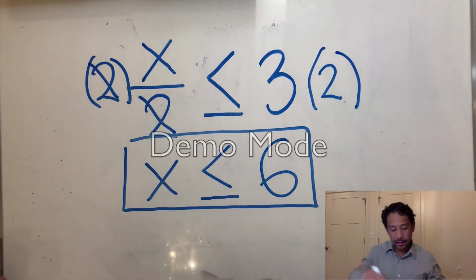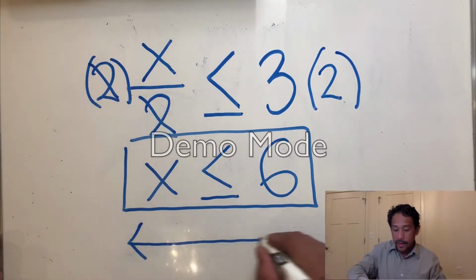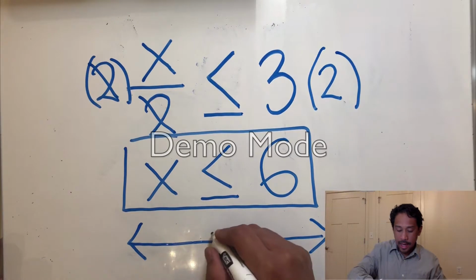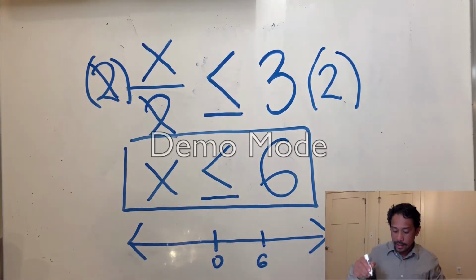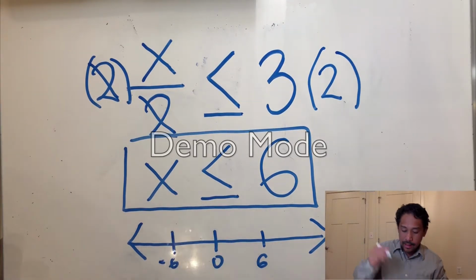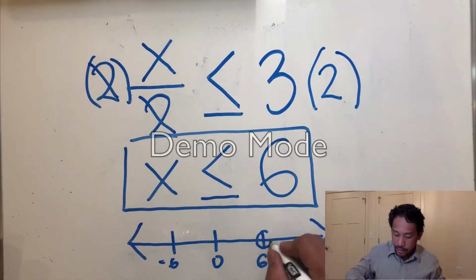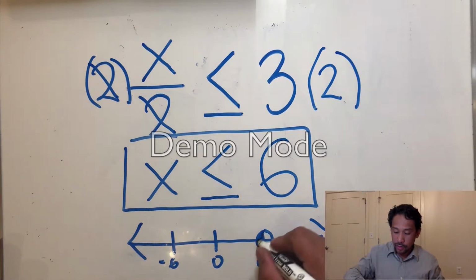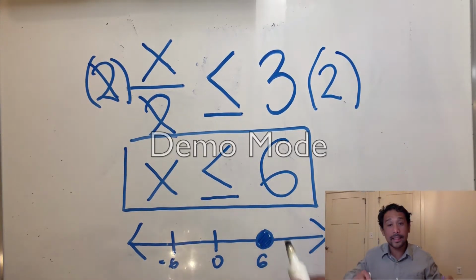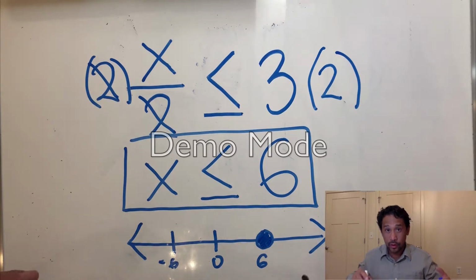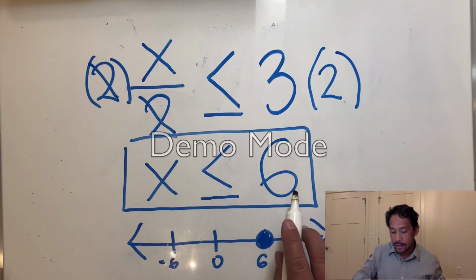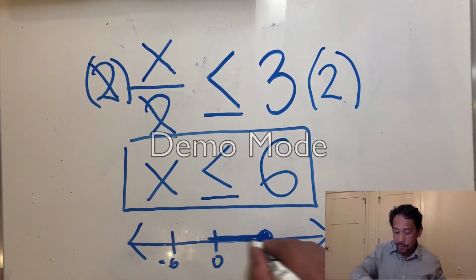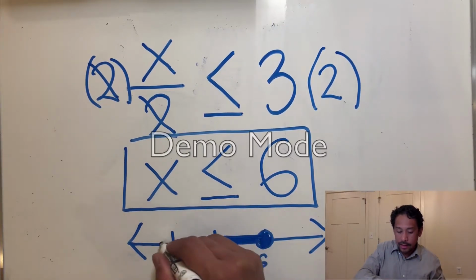Now how do I graph this? Very simple. If I have the number line over here, I have 0 over here. I probably have 6 here, negative 6 here. I will encircle this, and this is a closed circle, which means that 6 is also part of the solution to our equation. And since x is less than 6, my graph will go this direction, and do not forget the arrow.